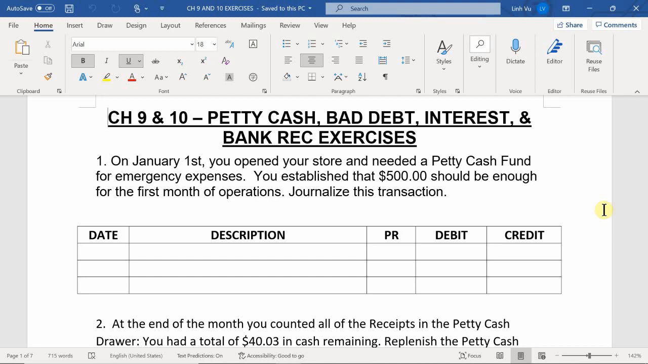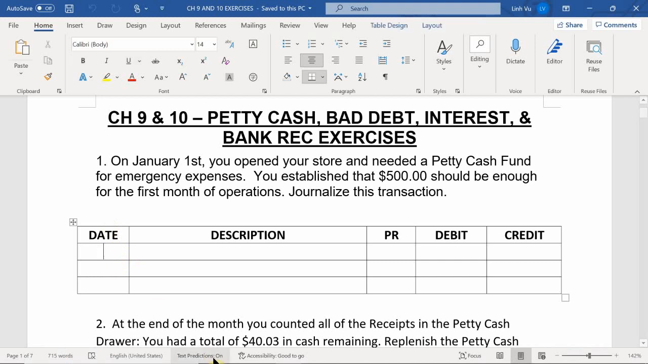and needed a petty cash fund. Okay? And for emergency expenses. Okay? And of course, you establish that $500 should be enough to cover the first month's operations. Okay, so journalize this transaction.